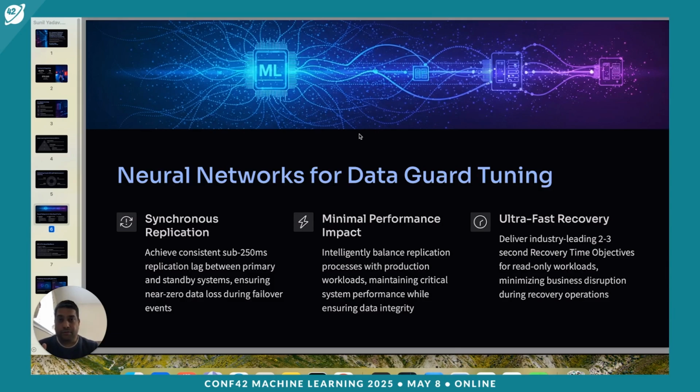Then, of course, the third key point is ultra fast recovery. In Oracle, there is something called fast MTTR. Whenever a failover happens, it should be quick enough that the secondary is available. To keep it simple, we don't want the application to be unavailable while the failover happens.